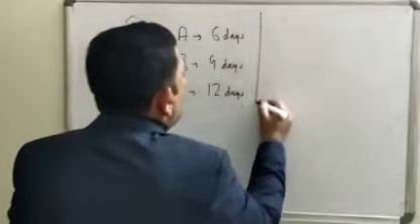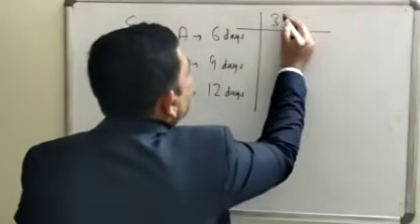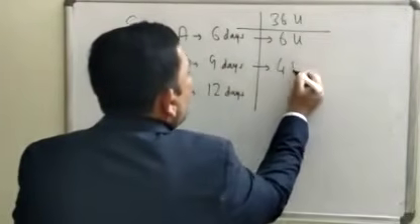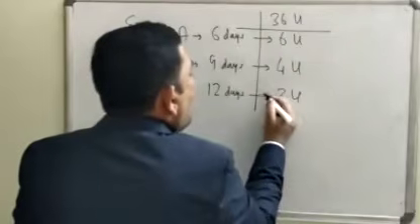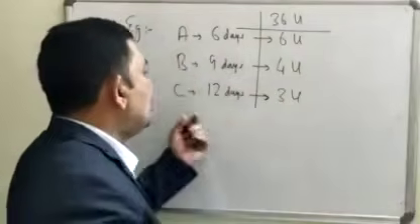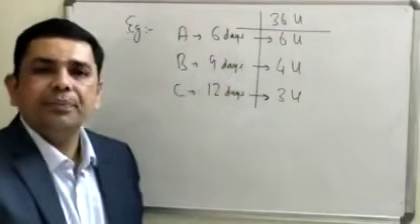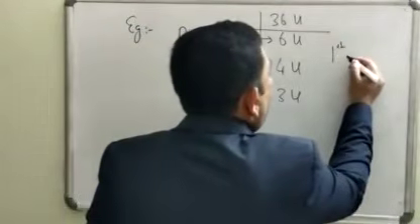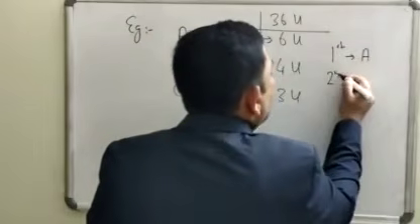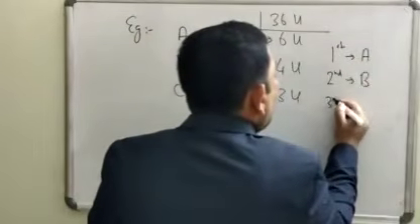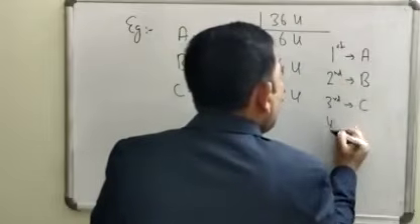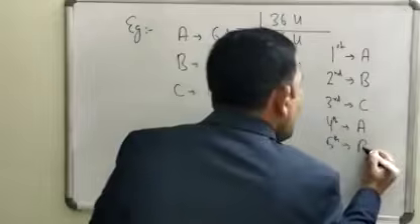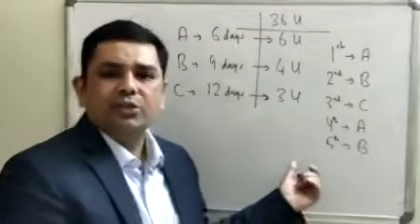Now what we'll do, we'll take this as 36 units. So 6 units, 4 units, and 3 units. Okay. So what is the situation? On the first day, A is going to work. On the second day, B is going to work. On the third day, C is going to work. On the fourth day, A is going to work. On the fifth day, B is going to work, and so on.